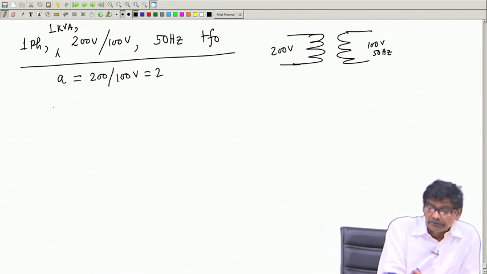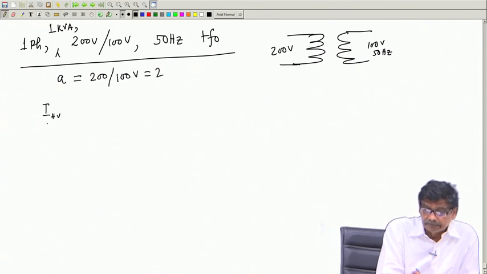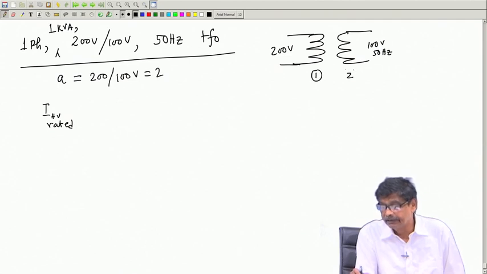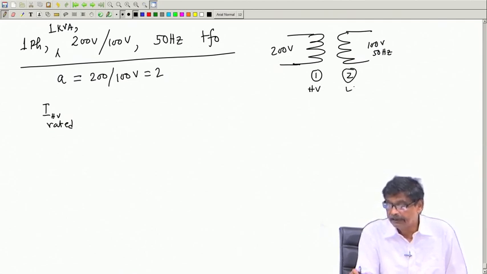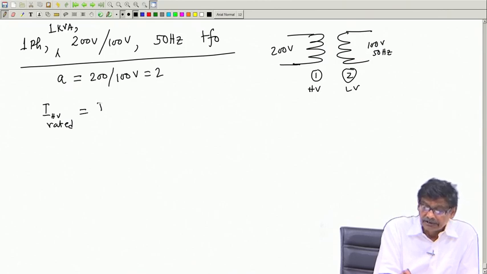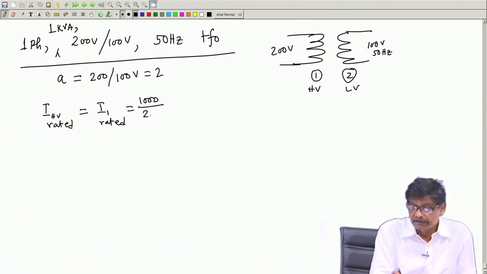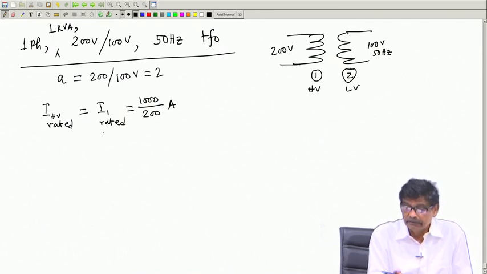I also told you that the HV side rated current, which I will call side 1, and this is side 2, HV side and this is LV side, that is equal to I 1 rated, is equal to 1000 divided by 200, so much ampere. This I can immediately calculate. Okay. So how much will it be? 5 ampere.